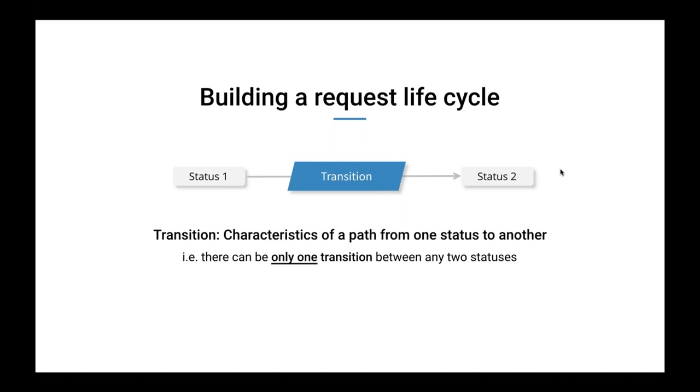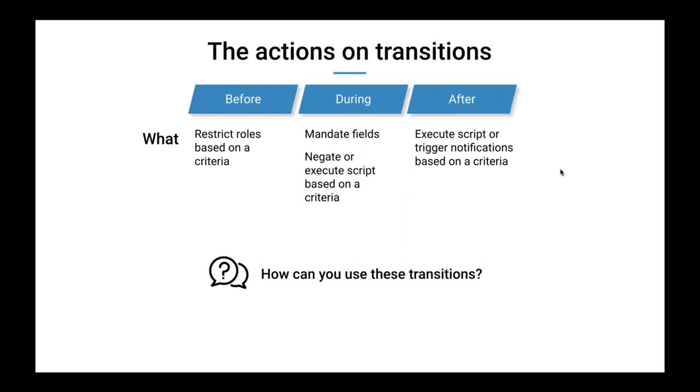So the actions on transitions, we are going to see what they involve, what they are, and how they could be used. We have three transition actions: before, during, and after. What each of these does is, before you even move a request from open status to either assign or open status to approval, you can choose roles based on criteria. So what roles are authorized to even see or make the status change?